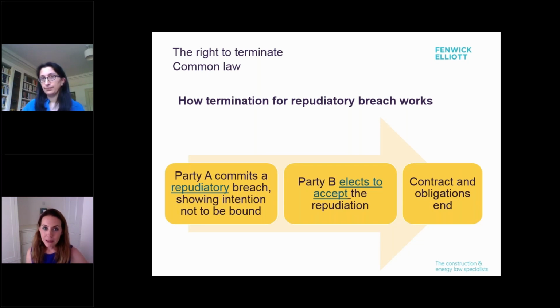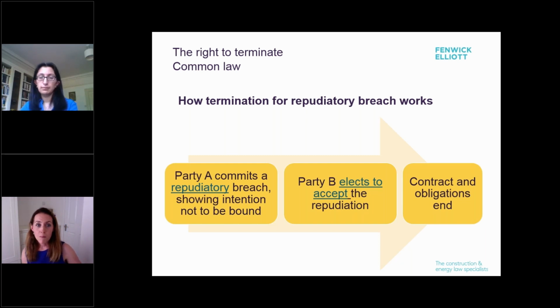So, contracts can be terminated at common law by the acceptance of a repudiatory breach. What that means is that party A has committed or is clearly going to commit a fundamental breach of the contract that is so significant that it appears party A does not intend to be bound by the contract anymore. Party B then has a choice. It can elect to carry on with the contract and claim damages for breach from party A, or alternatively, it can say enough is enough, it can accept the repudiation, end the contract, and claim damages arising from the termination. If the repudiation is accepted, the contract comes to an end.